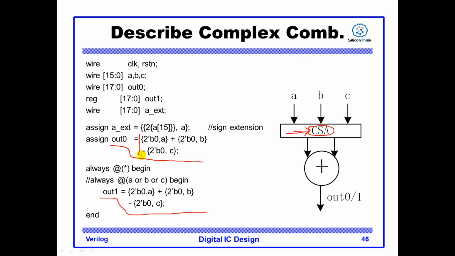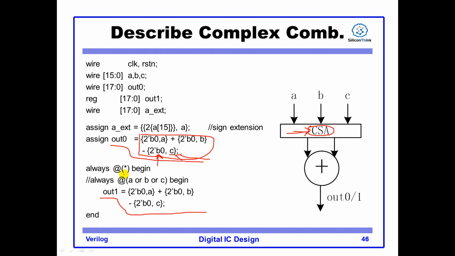So for this segment, you can say we do zero extension for the value C. Most likely C is an unsigned number in the view of the designer.